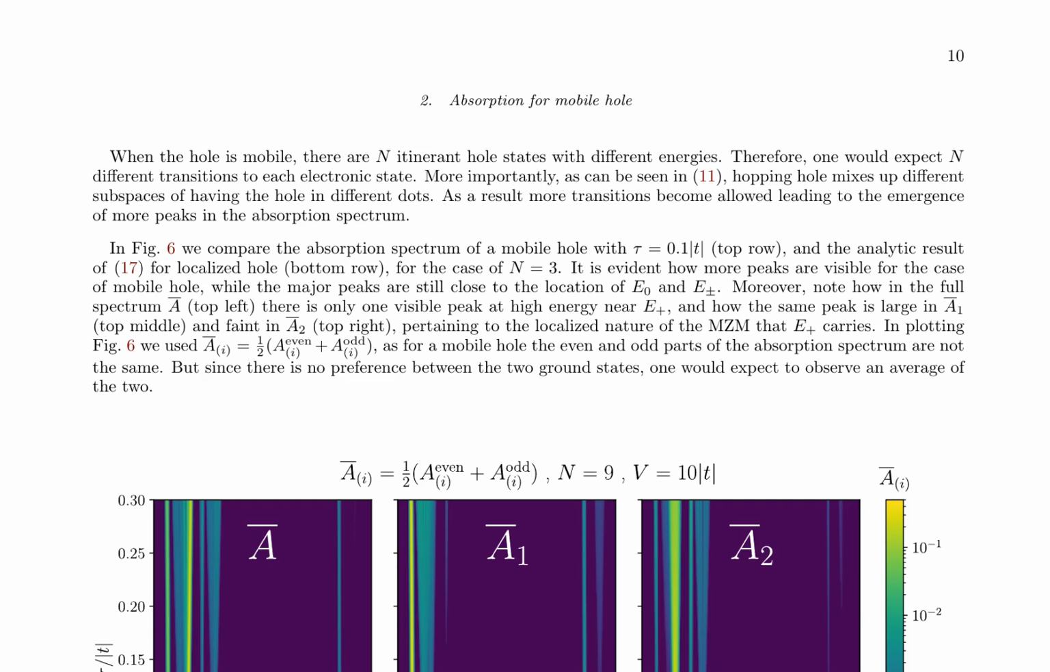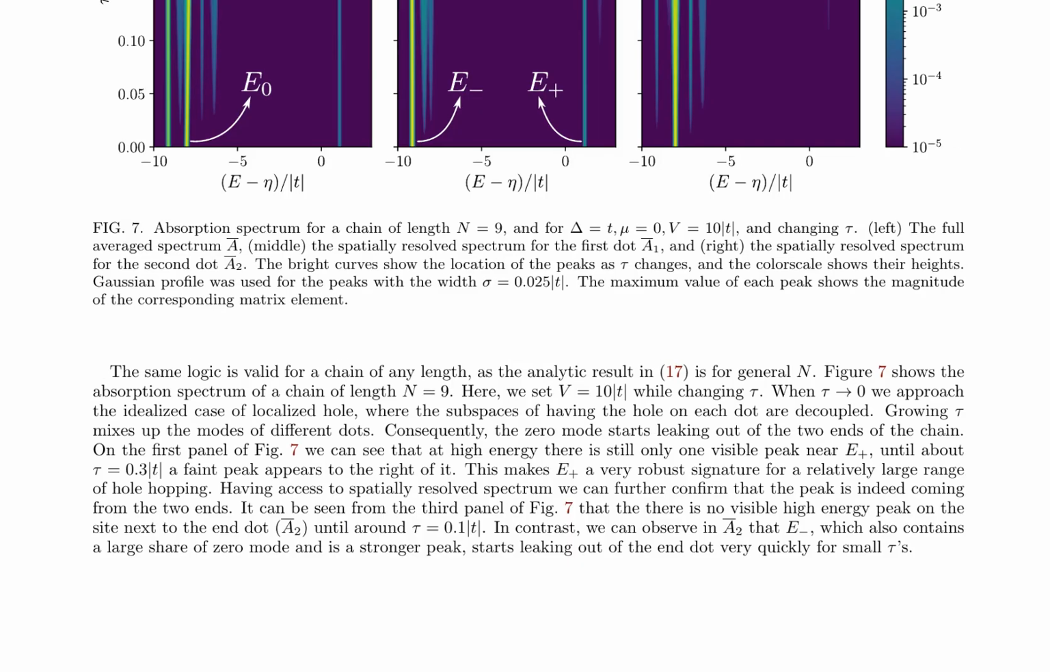These spatially resolved spectra highlight the significant changes in the system's behavior as hole hopping increases. The zero mode, initially confined within the chain ends, begins to leak out, becoming a robust signature even under varying hole hopping parameters. Understanding these dynamics is crucial for future studies and applications in quantum computing and information processing.